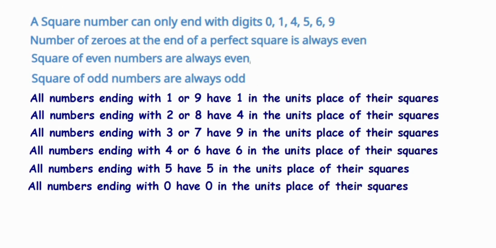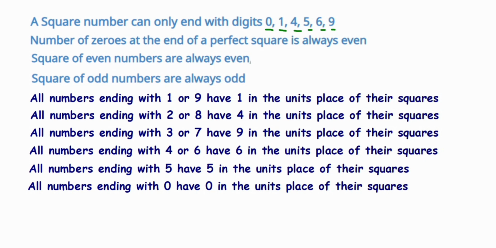So from here, let us just go through what we have learned once again. Here we have seen that a square number can only end with 0, 1, 4, 5, 6 and 9. Again, it's not compulsory that every number ending with 0, 1, 4, 5, 6, 9 has to be a perfect square. No, but there are chances that they can be perfect squares. Then the second property: the number of zeros at the end of a perfect square is always even. Like 100 square is equal to 10,000, so 4 zeros are there. An even number of zeros should be present. Then the square of an even number is always even, and the square of an odd number is always odd.